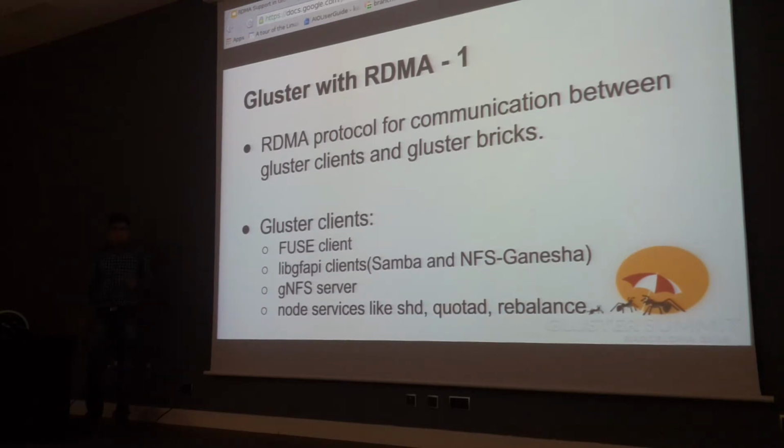When we say RDMA support in Gluster, currently we mean that the RDMA protocol can be used as a means of communication between the client process and the brick process. Clients include Fuse client, all API clients, so NFS and Samba included. Also the GNFS server, and node services like Self-heal Daemon, Quotad, and Rebalance.